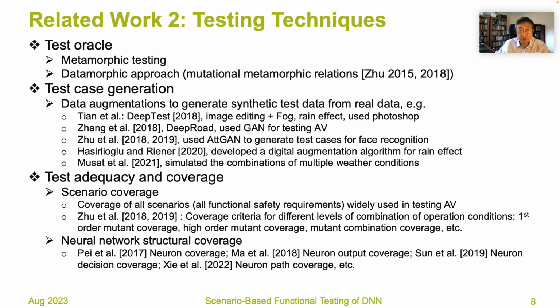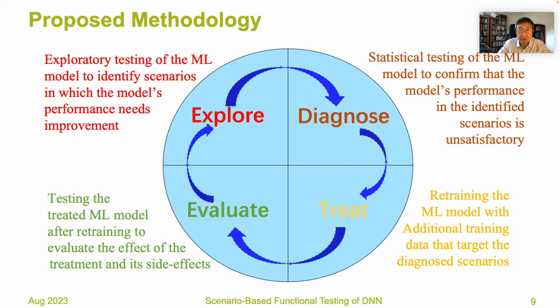So from the review of related work, we can see the open problem we identified earlier remains unsolved. The proposed methodology consists of 4 stages, and the literature process goes through these 4 different stages. The first stage is so-called exploration. It conducts exploratory testing of the machine learning model to identify scenarios in which the model's performance needs improvement.